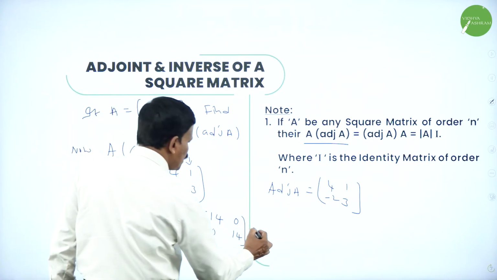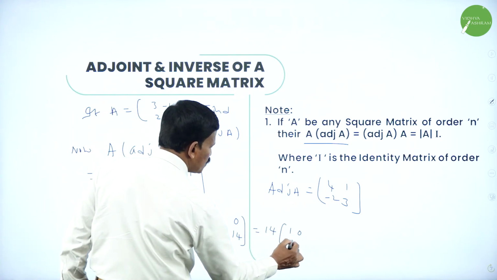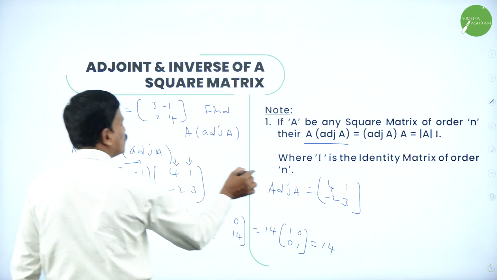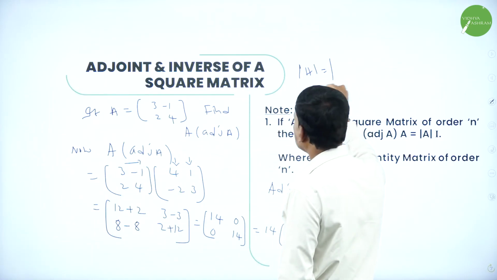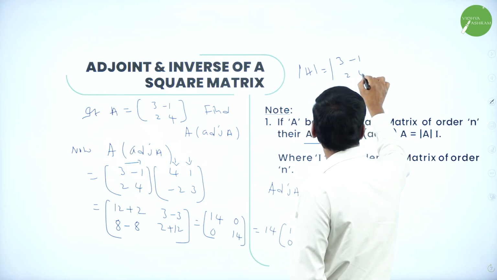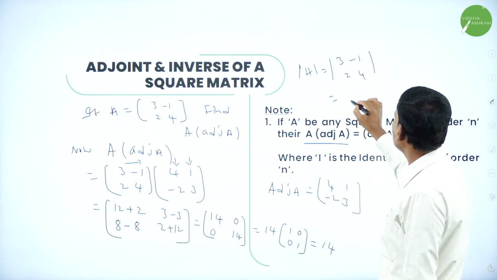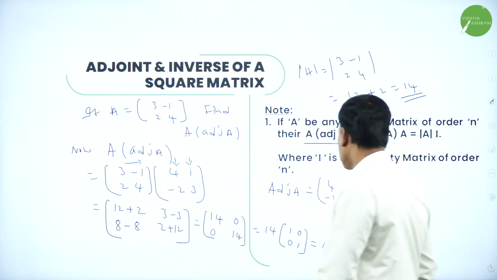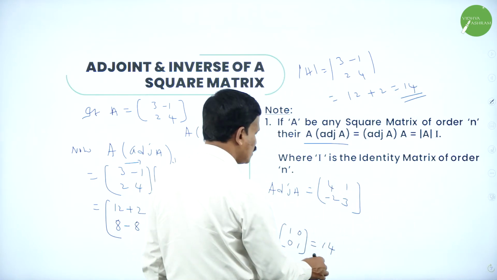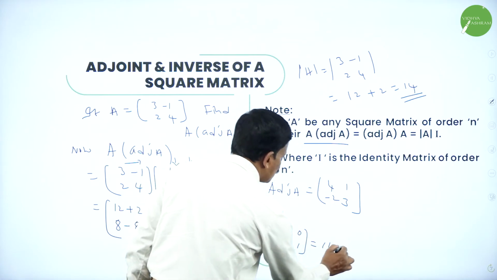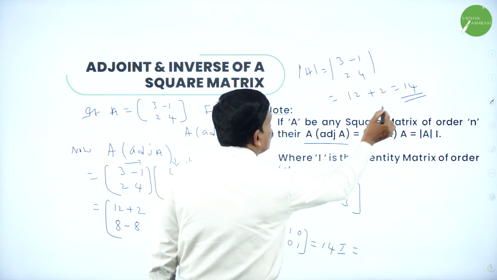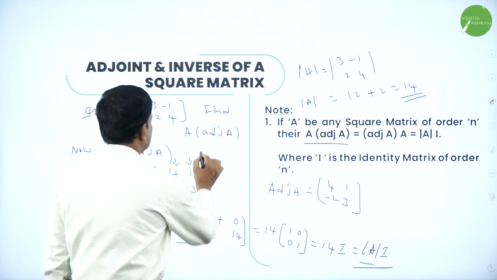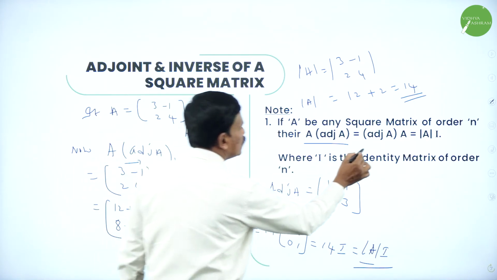So you can take this 14 as a common factor. What you will get? 1, 0, 0, 1. Now this is equal to 14 times. Let us find out the determinant of this. So determinant of A is equal to determinant of 3, minus 1, 2, 4. 3, 4s are 12. Minus into minus plus, 12 plus 2, that is equal to 14. So what is this equal to? 14 into the matrix 1, 0, 0, 1, which is nothing but I. What is 14? 14 is nothing but the determinant of A. So this is determinant of A into I. So you can say that this is equal to determinant of A into I.